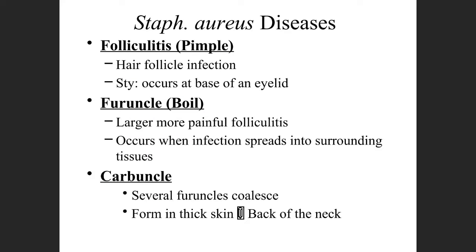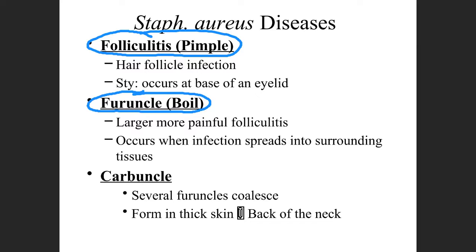Okay, well, let's go ahead and start off by talking about our first set of Staph aureus skin diseases. The first three that I want to talk about here, I've actually listed in order of severity. We have folliculitis, which is a pimple, furuncle, which is a boil, and a carbuncle. What can happen is that a folliculitis can turn into a boil or furuncle, and then a furuncle can turn into a carbuncle if the infection keeps spreading and spreading and spreading.